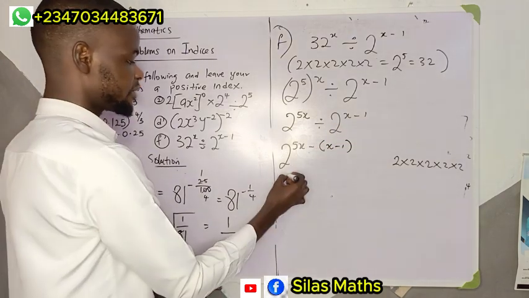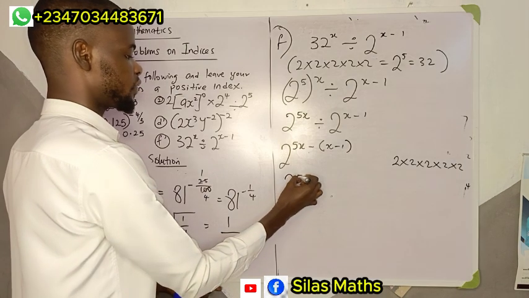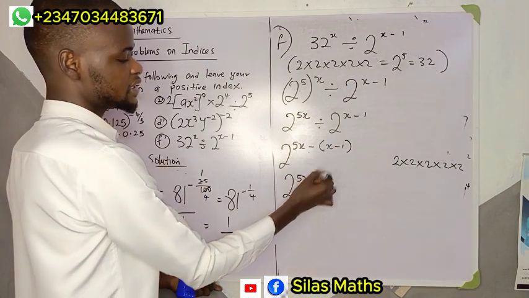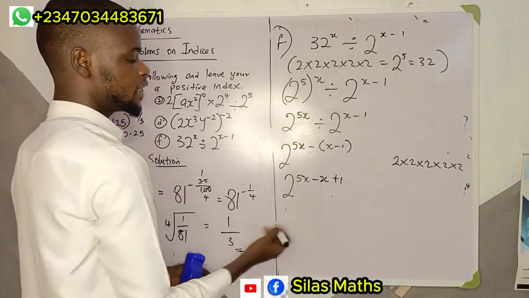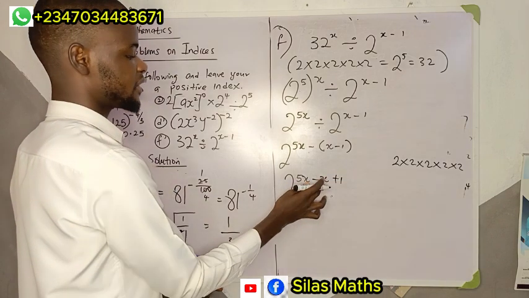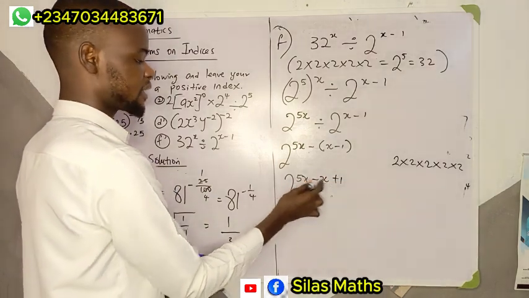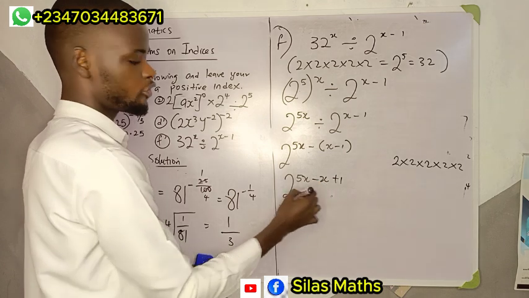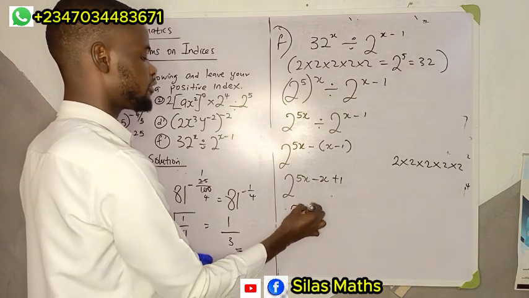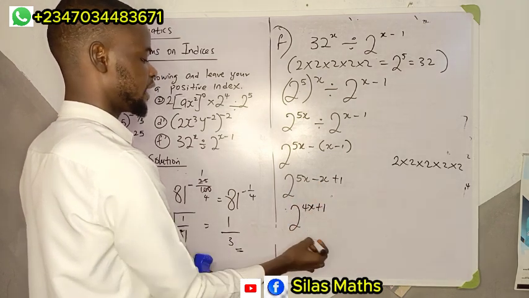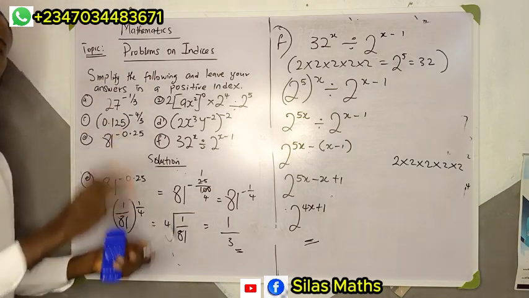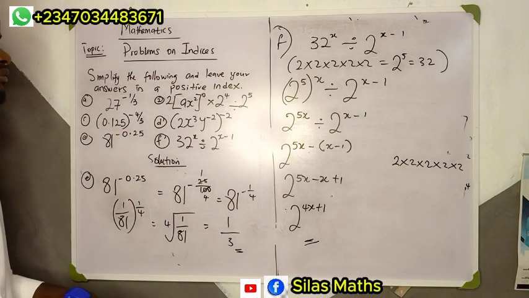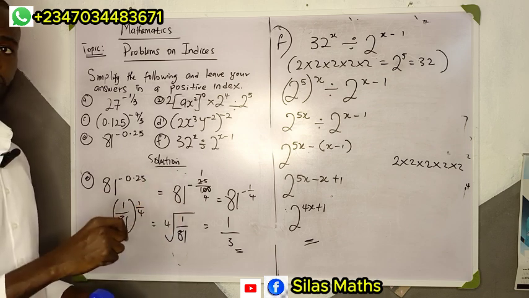Okay? So simplifying further, we have 2 to the power of 5x minus, opening this bracket, I'm going to have minus x, minus here will give me plus 1. So solving further, 5x minus x is going to give us 4x. So I'm going to have 2 to the power of 4x plus 1, and that is my final answer.